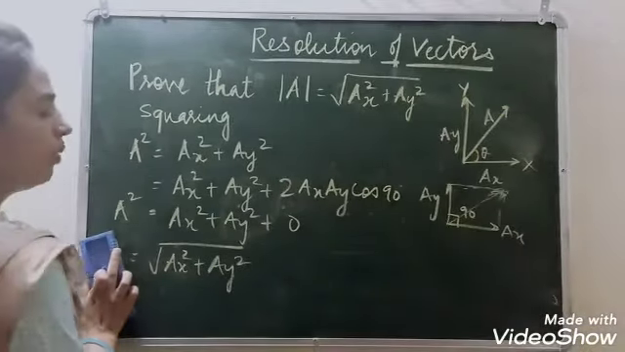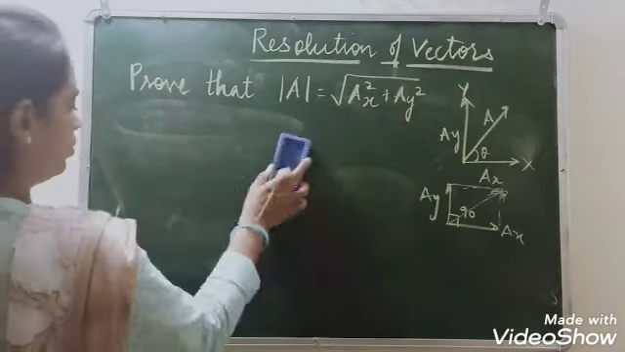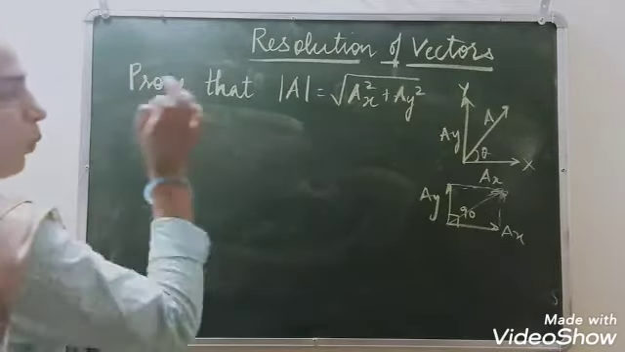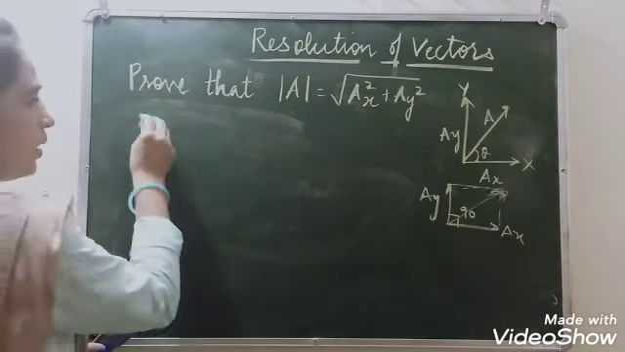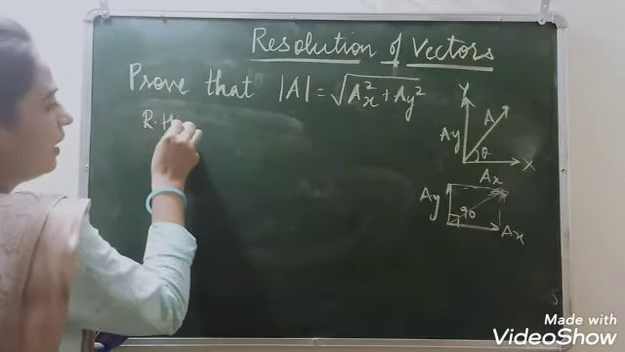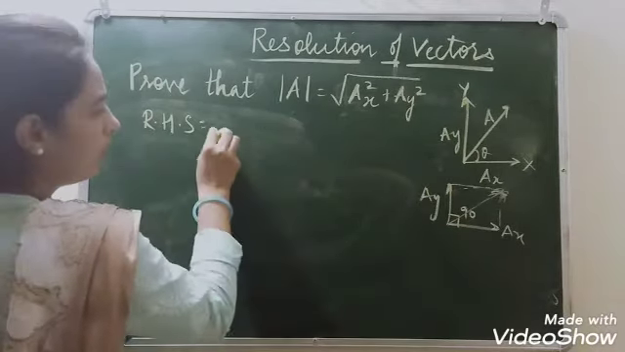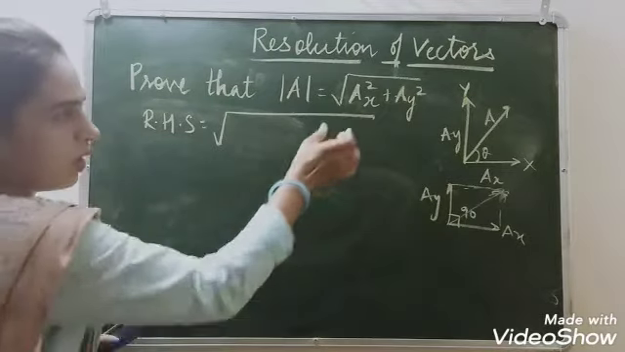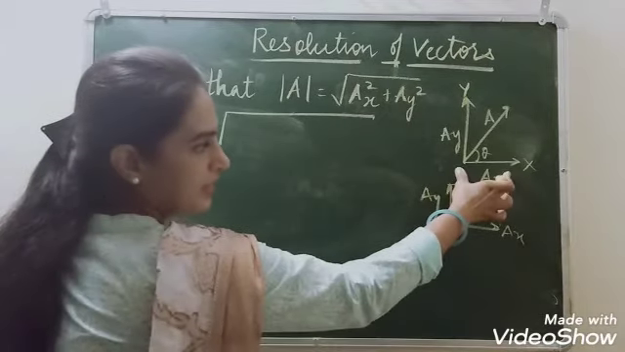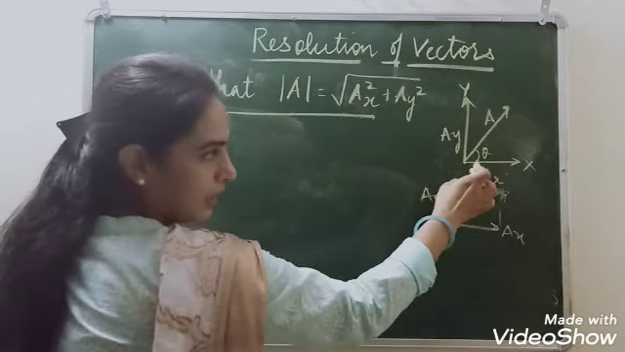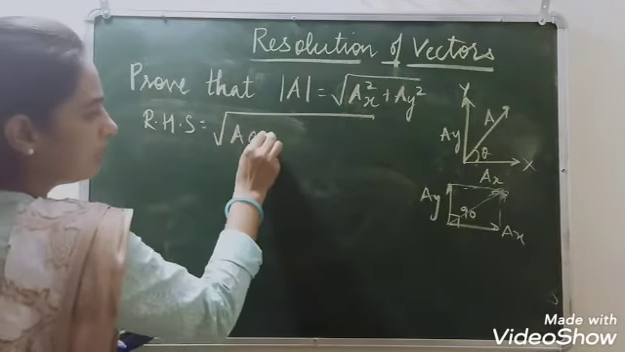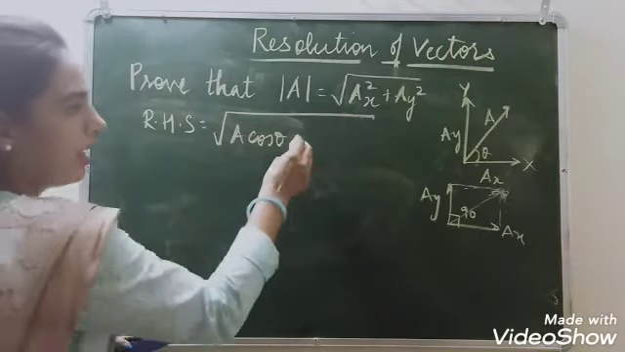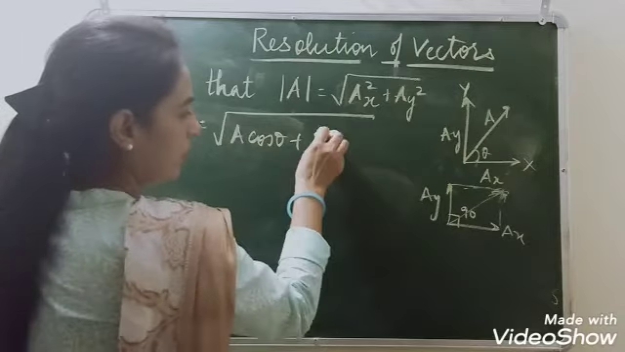One more method can be used to prove this. We have to prove A equals under root of ax square plus ay square. So what is the right hand side? Right hand side is under root of ax square plus ay square. What is ax? ax is the x component. See, theta is made with the x-axis, so this will be A cos theta, right? And ay is the perpendicular component.